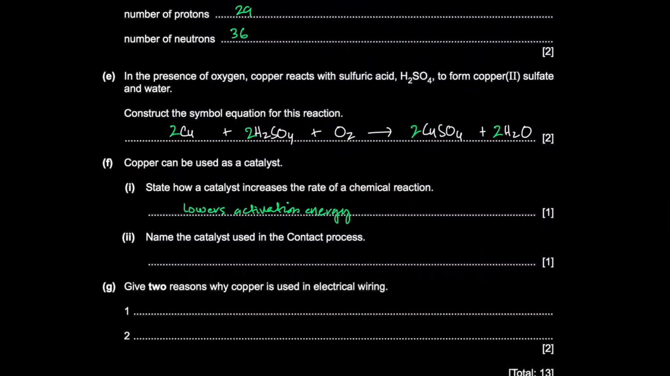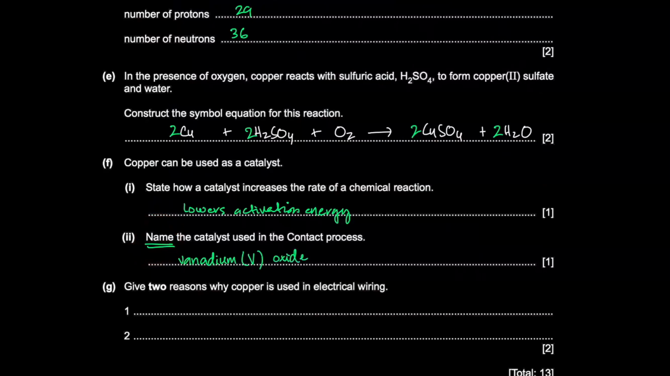Name the catalyst used in the contact process. Very common mistake is that people don't read the keyword. It says name, so you have to give the name, which is vanadium 5 oxide. Okay? V2O5 is the formula. Vanadium 5 oxide.